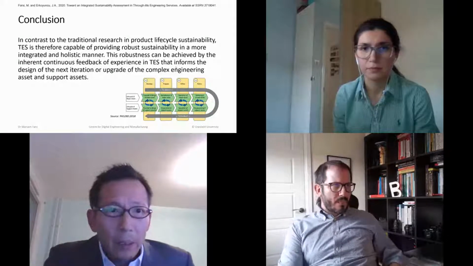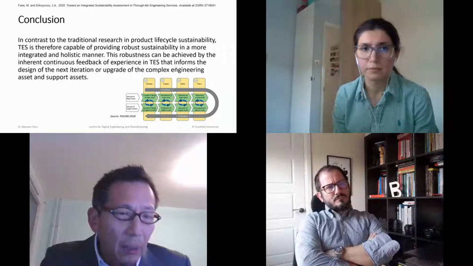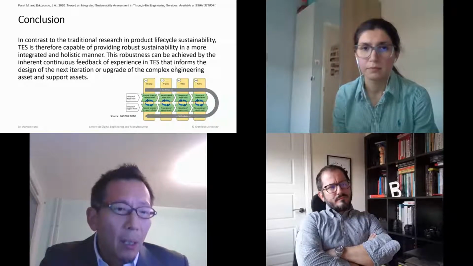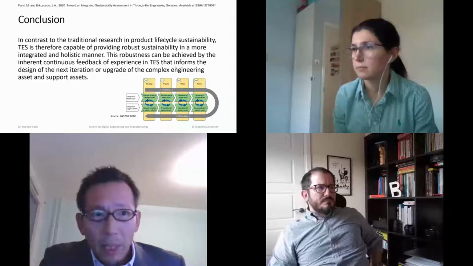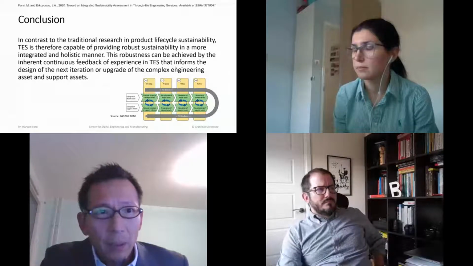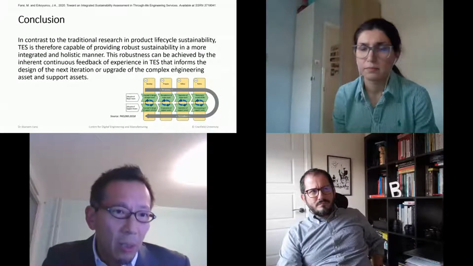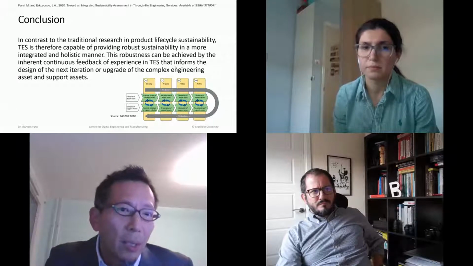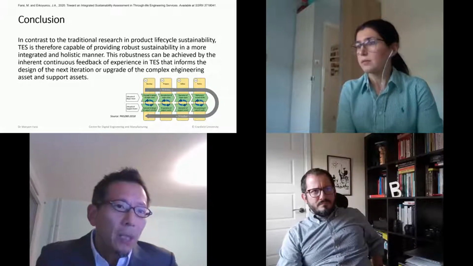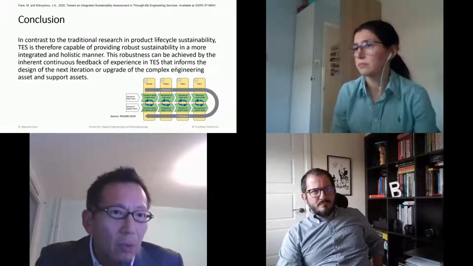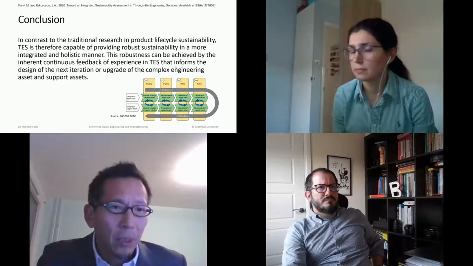I wonder, there are many people who argue against that kind of statement, saying that life cycle is holistic as such. And so by life cycle perspective, one can cover different issues against a functional unit in question. So could you elaborate a little bit what are basically the fundamental differences between the TESS approach and the traditional product lifecycle approach?